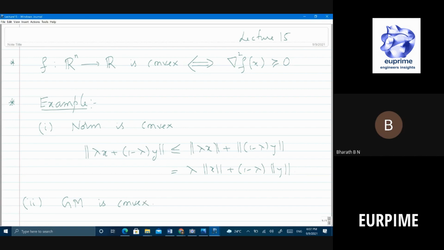Arithmetic mean is the simple average, right? What is the geometric mean? I give n numbers x1 through xn. You take the product, right? And then the nth root, right? That's what you have, right? So that is called the geometric mean. So you can think of geometric mean as taking a vector x1 through xn and giving me a number, right? It's a function. So this function turns out to be convex.